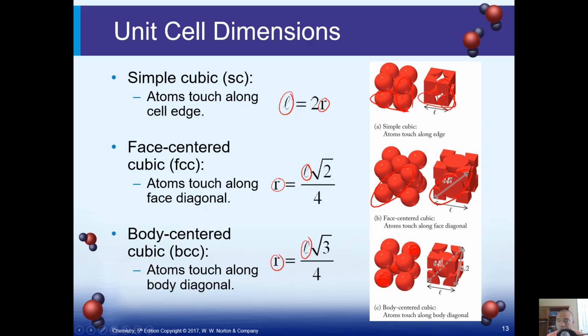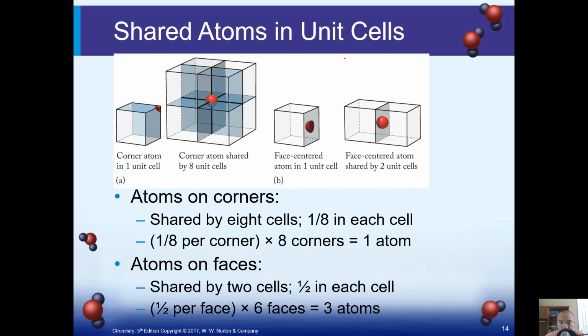The volume of the unit cell will be the edge length cubed. In addition to the cell volume, we need to know the mass of particles in the cell volume, which is related to the atomic mass and the number of atoms or particles in the unit cell. We can calculate the number of atoms in each unit cell by identifying the locations of the atoms in the cell and identifying how many adjacent cells share a part of that particular atom.